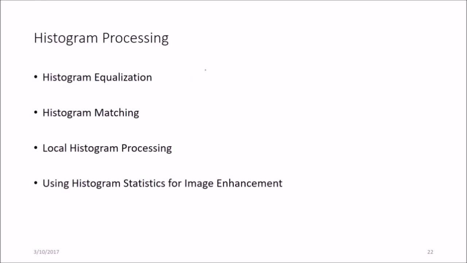So now we come to histogram processing. What is histogram processing? We have various kinds of processing with respect to the histogram. Histogram is nothing but the frequency distribution of the DN values. That is the frequency distribution. So what does this frequency distribution mean?